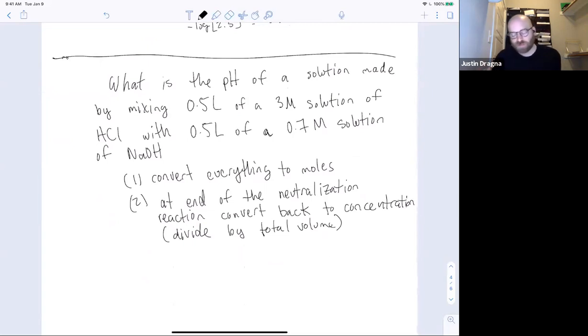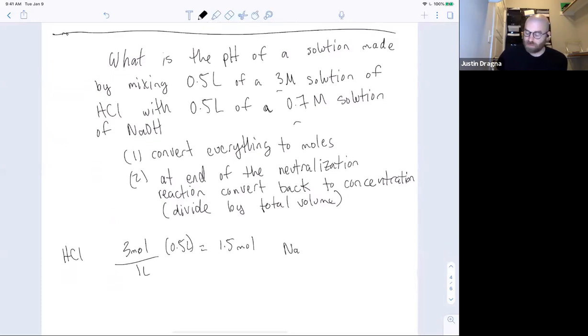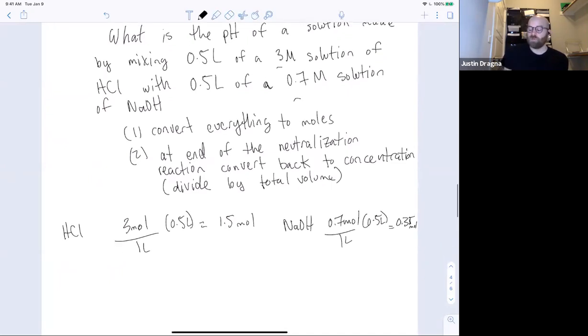So here you're diluting up to 1 liter and everything's going to dilute by half. You could do this in your head, but you can see here you're going to get a different answer even though we're using sort of 3 and 7. But you can convert that to moles. And then for sodium hydroxide, we can also convert that to moles. So you get 0.35 moles. And then you work through the whole problem again. You'd say, okay, I've got sodium hydroxide, et cetera, et cetera.